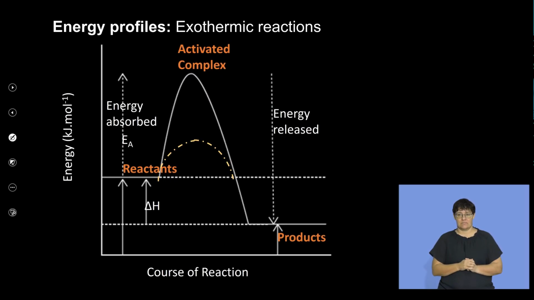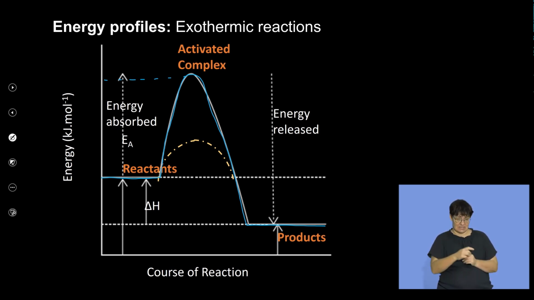So if we were to focus our attention, suppose this is the path for the uncatalyzed reaction. If we introduce a catalyst, now this is the activated complex. Obviously, in the uncatalyzed reaction, there is a greater amount of activation energy. But if we introduce a catalyst, the energy of the activated complex is comparatively lower.